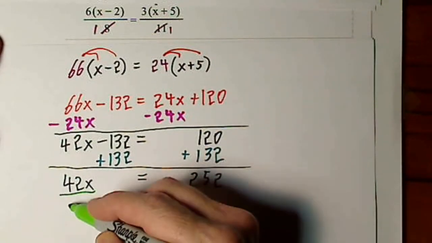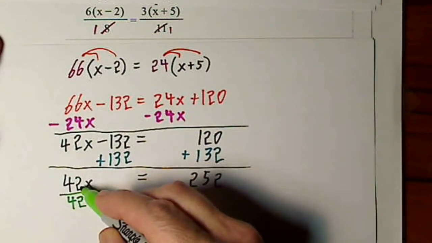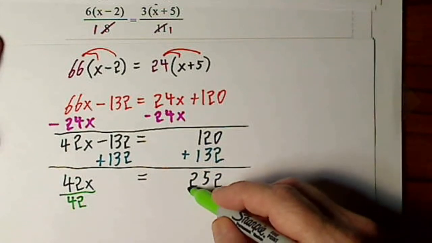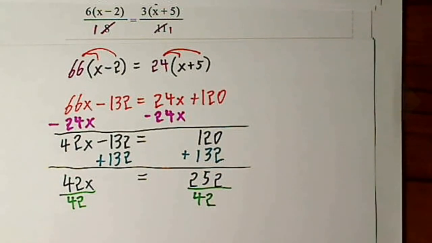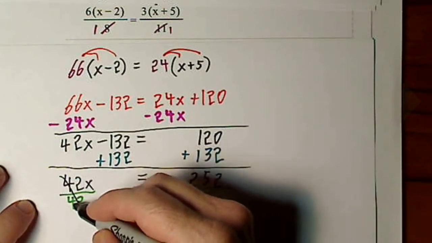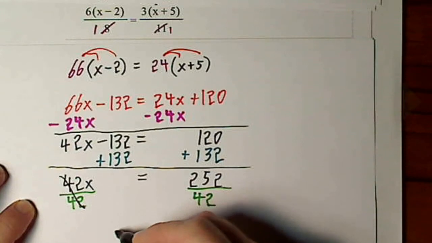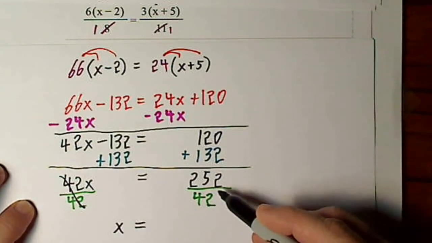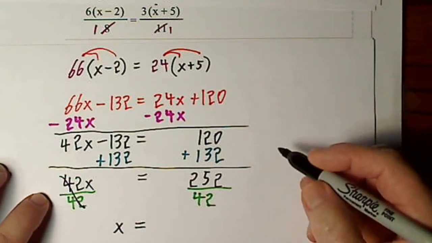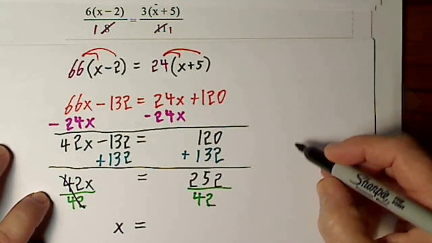Alright, so let's get rid of the 42. It's held by multiplication. The opposite operation is division. Well, this side cleans up fast. 42 goes into 42 once, so that's 1x. And for this, we'll have to do a little bit of work. So we'll do it right here.